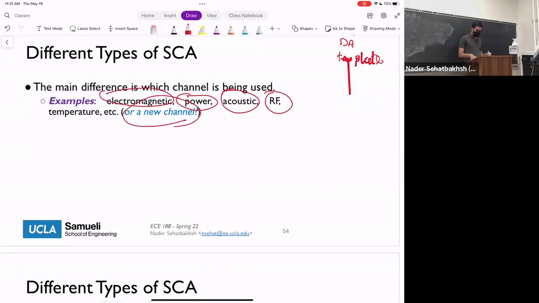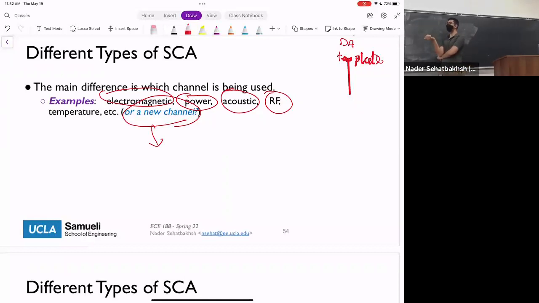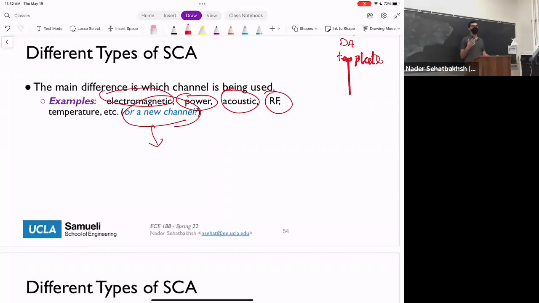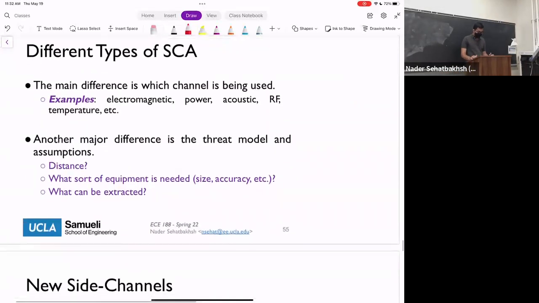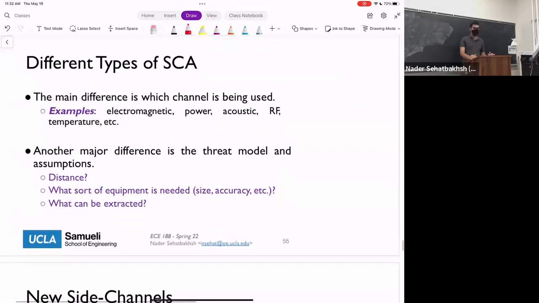Another area of research these days is actually creating a new channel. We always thought that there is only electromagnetics, but people have shown recently that electromagnetics can combine with acoustic, with power, with other RF signals, and so on. It's very interesting that people have shown various new channels that we never thought about, and these new channels actually have much better capabilities compared to the previous channels.